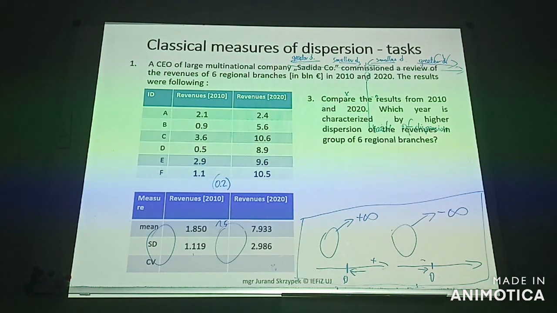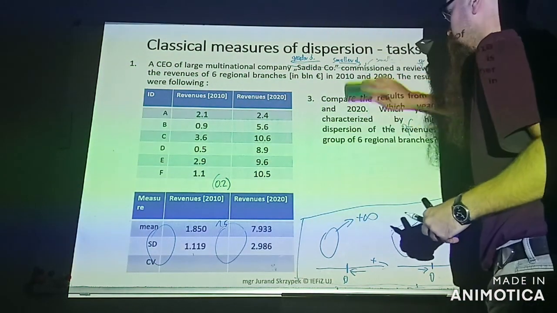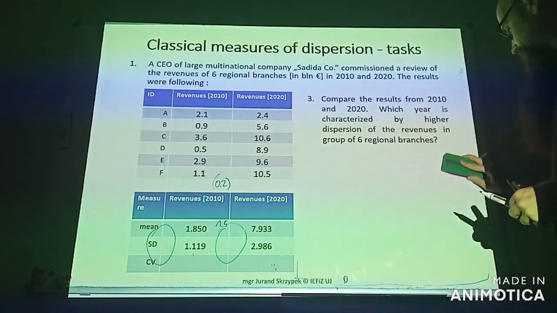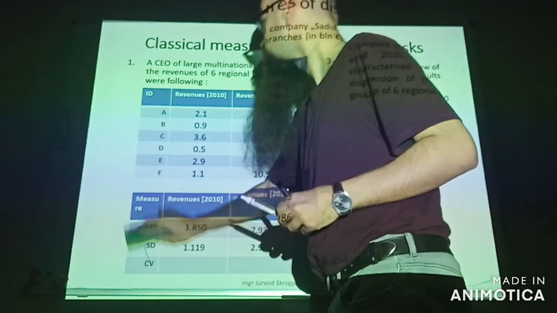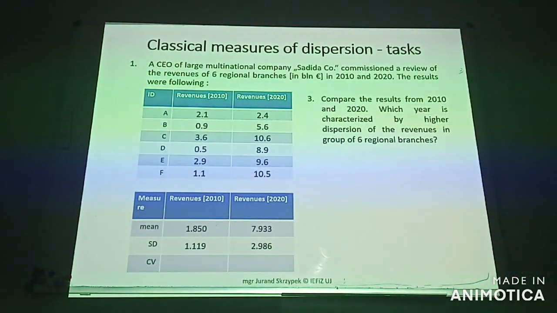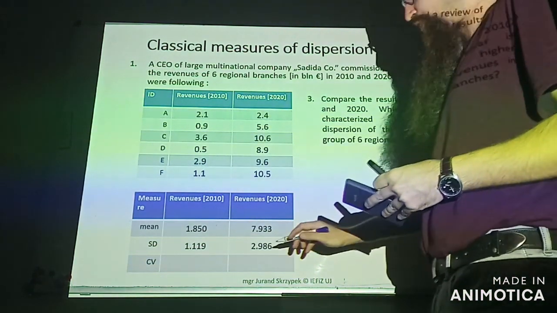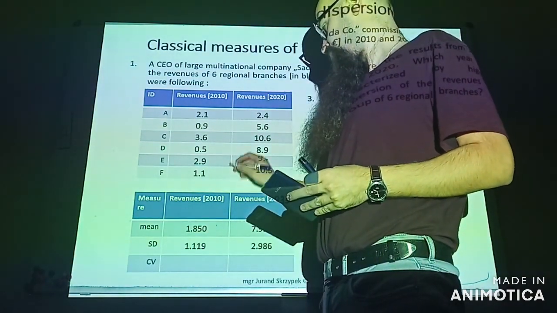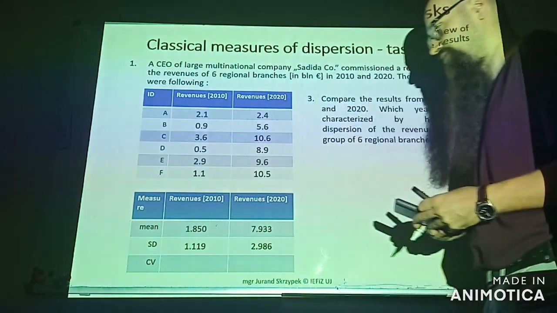And finally, we are able to answer the last question from the task 1, please compare the results from 2010 and 2020. Which year is characterized by higher dispersion of the revenues in group of 6 regular branches? So now we are able to compute coefficient of variation of the revenues for 2010 and 2020 year.